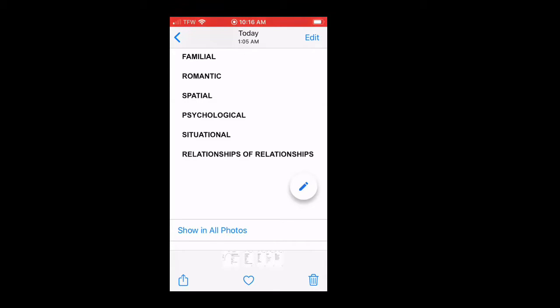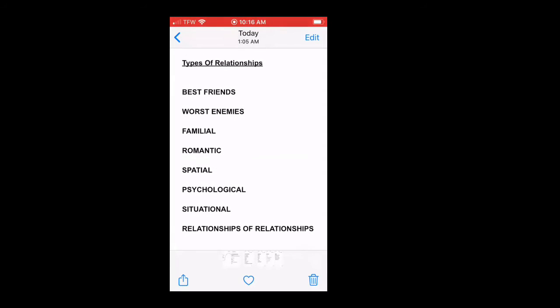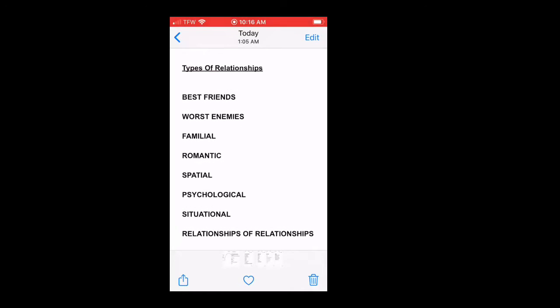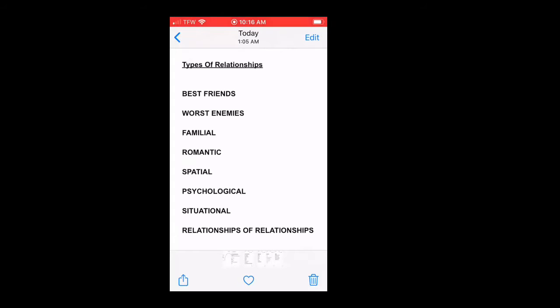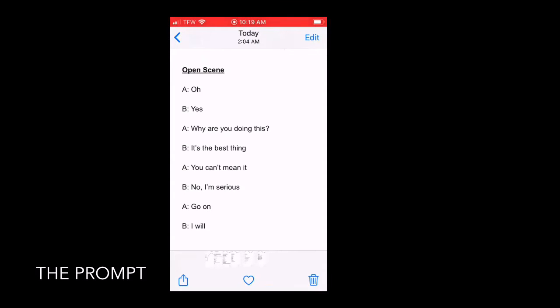So we're going to take a few moments and choose one of the relationship types listed. And we're going to write down a possible relationship and conflict that you would like to write about. You can pick any conflict that you want. So this is what is called an open scene.